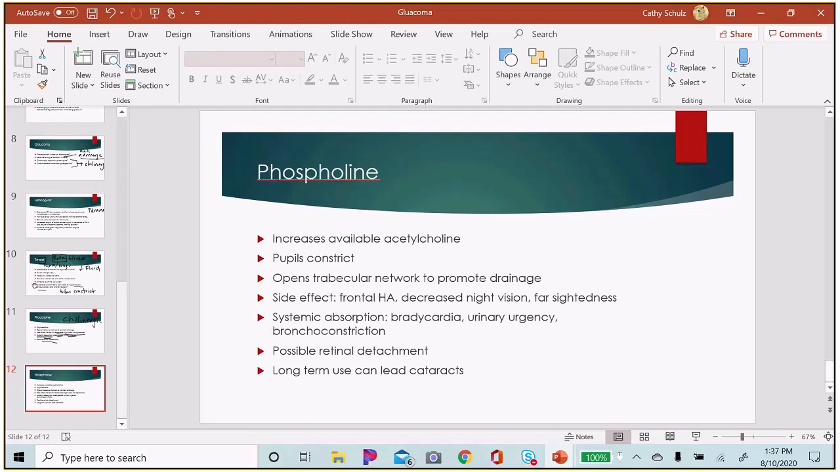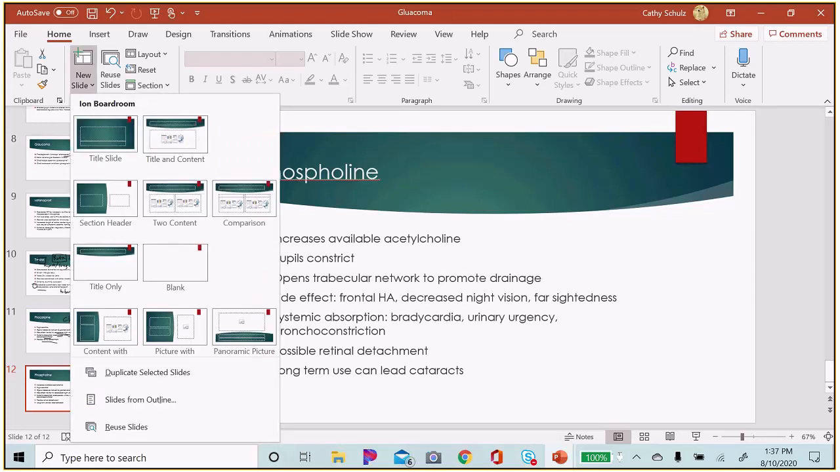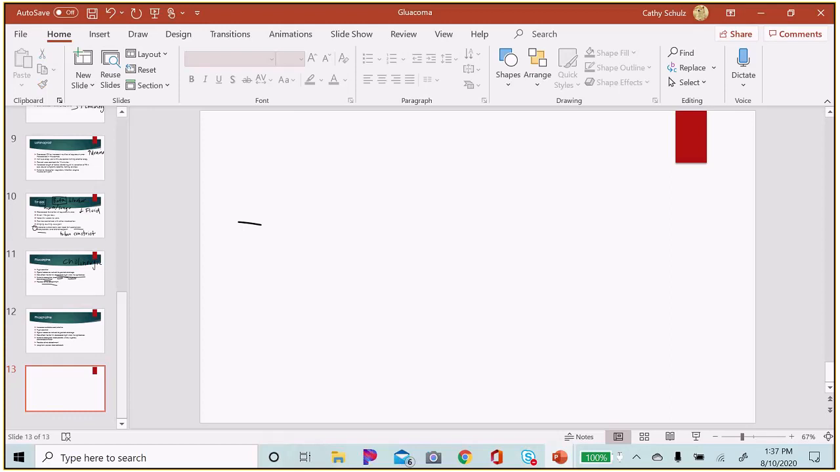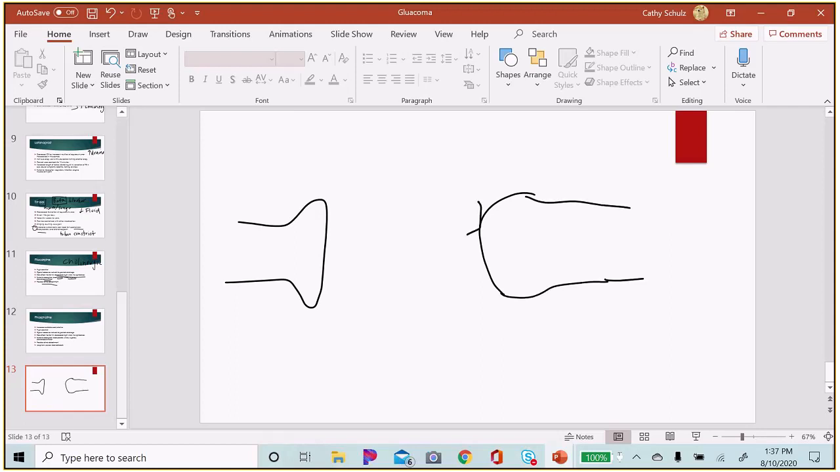And then the next medication is Phospholine. This medication is considered a cholinergic because it increases available acetylcholine. And the way that it does that, this should be a throwback that you should remember from the neuro unit, is we have this first neuron, the presynaptic neuron, and here's the synapse, and then the postsynaptic neuron, or the second neuron, and this has vesicles that are the storage for acetylcholine, the neurotransmitter.